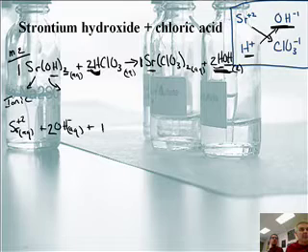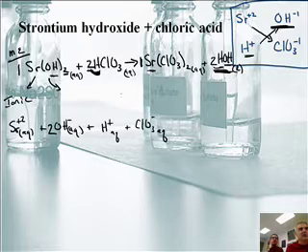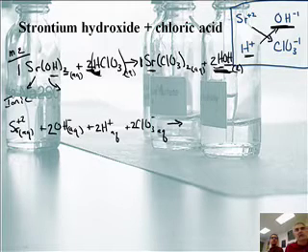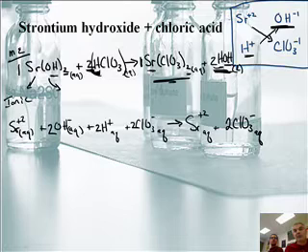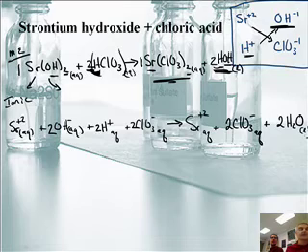Plus H positive aqueous, plus ClO3 negative aqueous. Now what do I do with this 2? This 2 multiplies everything. So there's 2 hydrogen ions and 2 chlorate ions. And now this is an aqueous, so I'm going to split that up. So there'll be Sr plus 2 aqueous plus 2 ClO3 negative aqueous, because of this 2 right here. Plus 2 H2O liquid. That's the complete ionic equation.